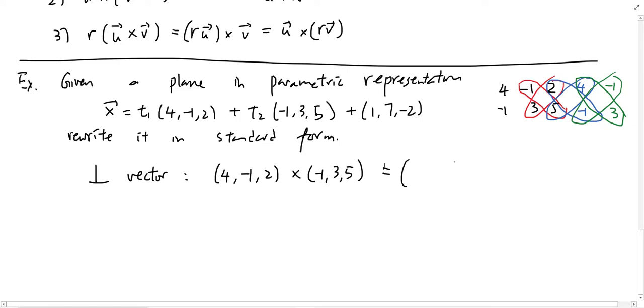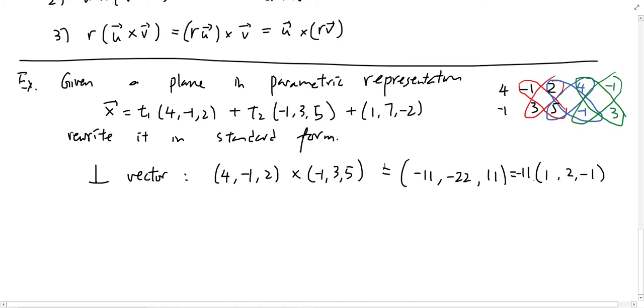It will be negative 1 times 5, which is negative 5, minus 2 times 3, which is 6. So negative 5 minus 6 is negative 11. Then 2 times negative 1 is negative 2, minus 4 times 5 is 20, so that becomes negative 22. Then 4 times 3 is 12, minus negative 1 times negative 1, which is 1. So 12 minus 1 is 11. Notice that this has a common factor of 11. Actually, I'm going to pull out negative 11, so it becomes (1, 2, negative 1).